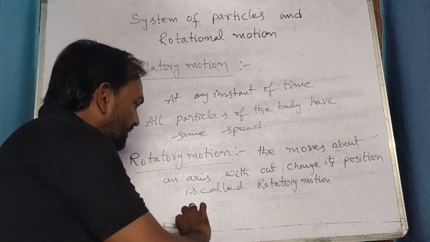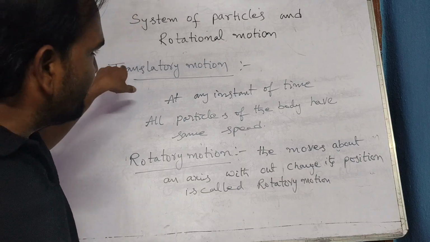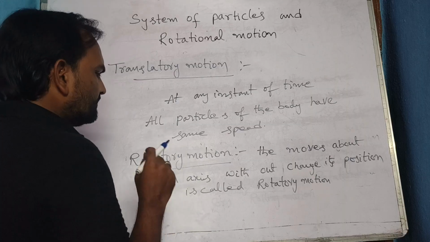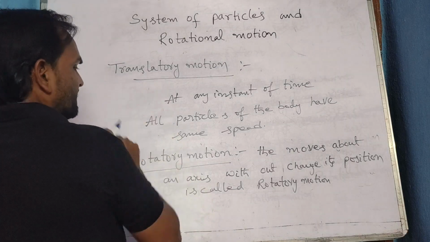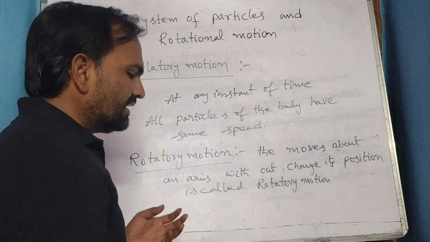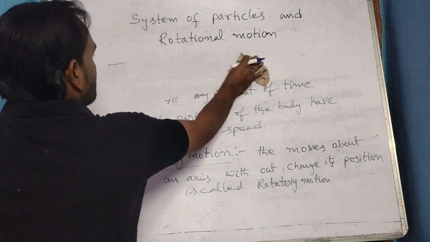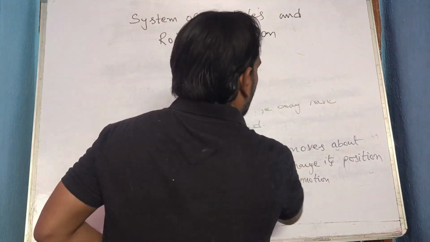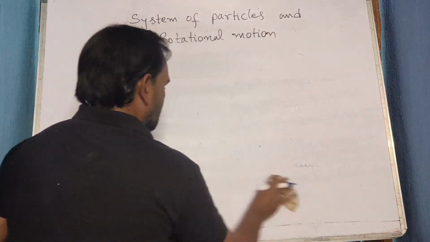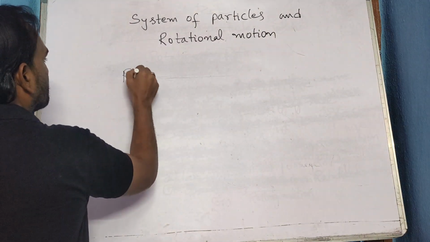Okay, students, let's know about rolling motion. First of all, we discussed translatory motion and rotatory motion. Rotatory motion examples are a moving ceiling fan and a moving top. Next, what is rolling motion? If a body possesses rolling motion, this is a very important concept.